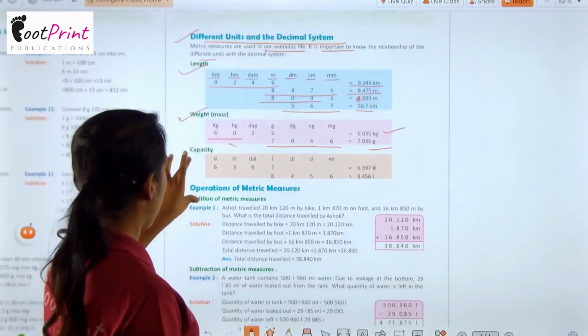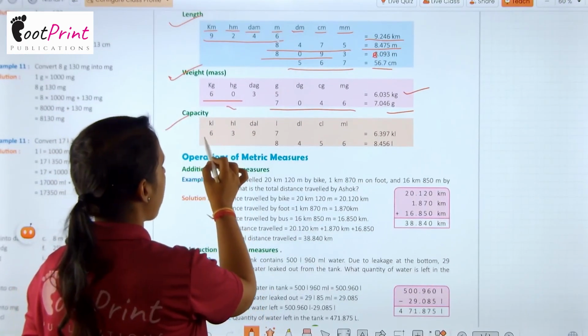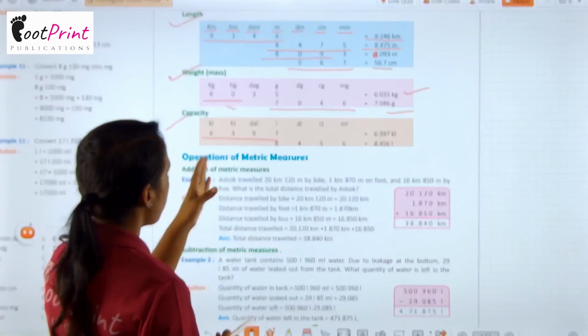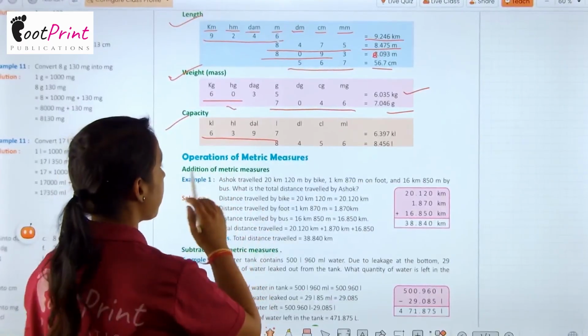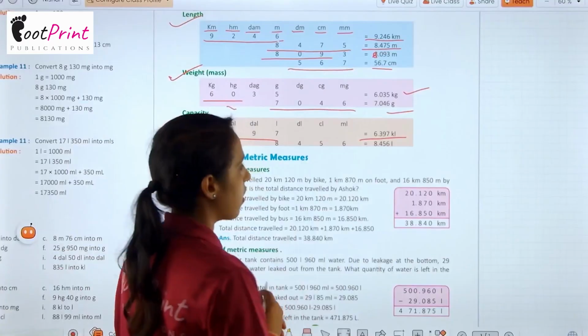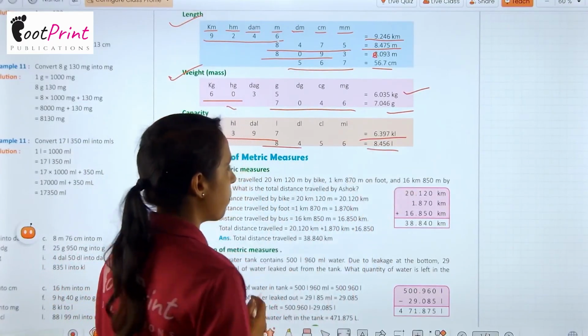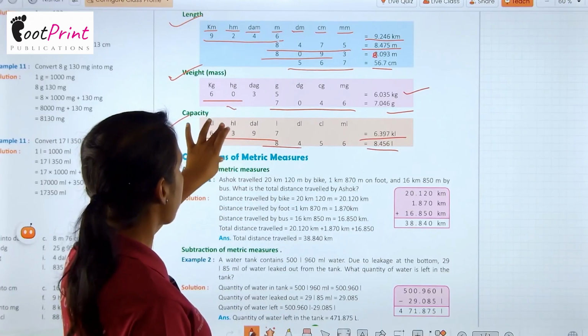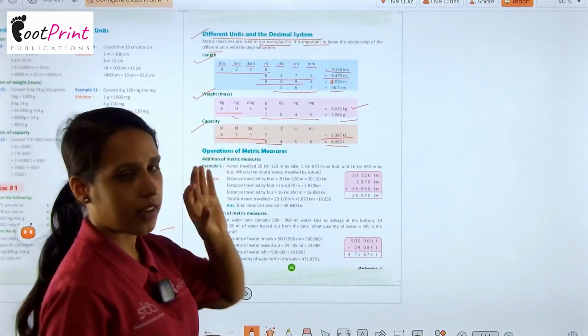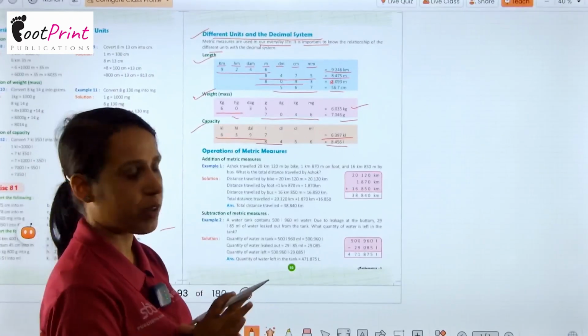Okay. Now for the capacity, here we have 6397. So if we want to write it in kiloliter, we write 6.397 kiloliter and 8.456 liter. Okay. So in this manner we can convert or write units in the decimal system.